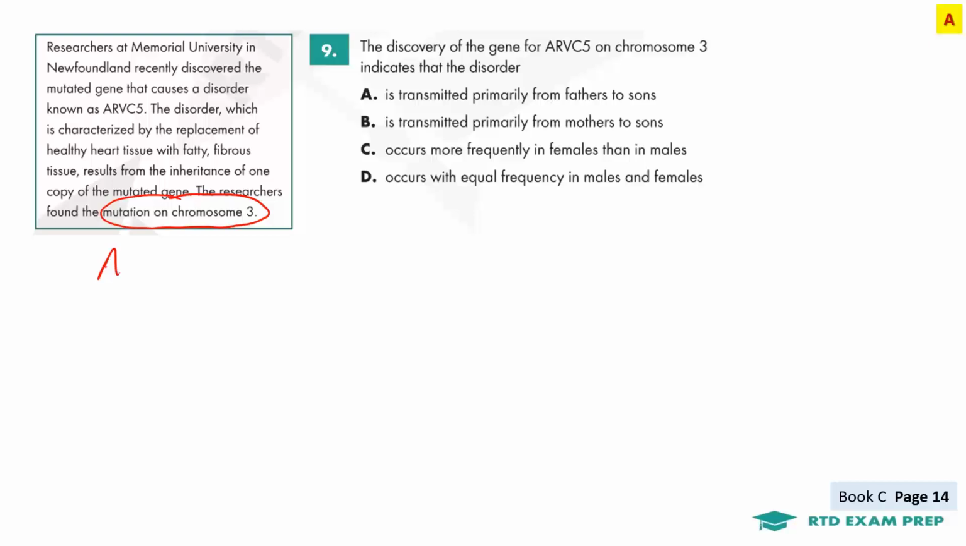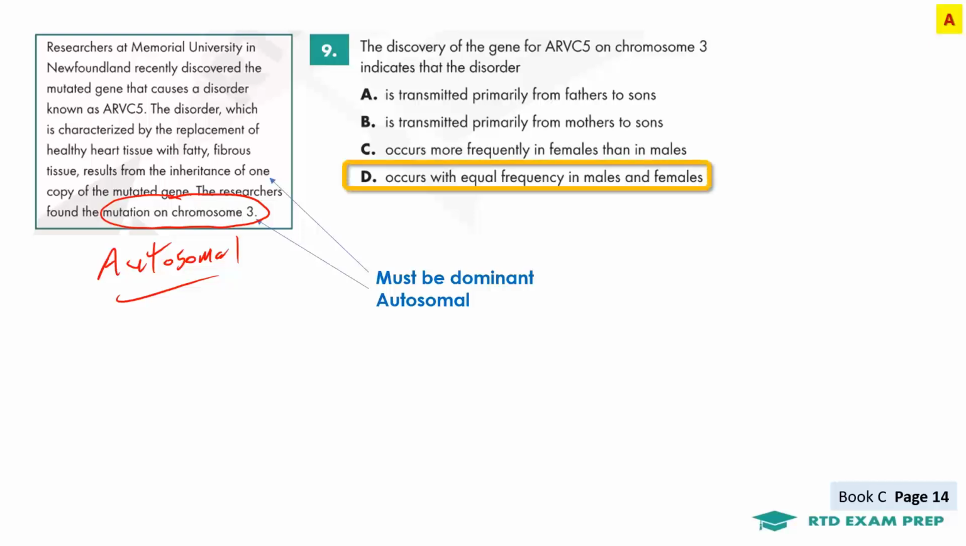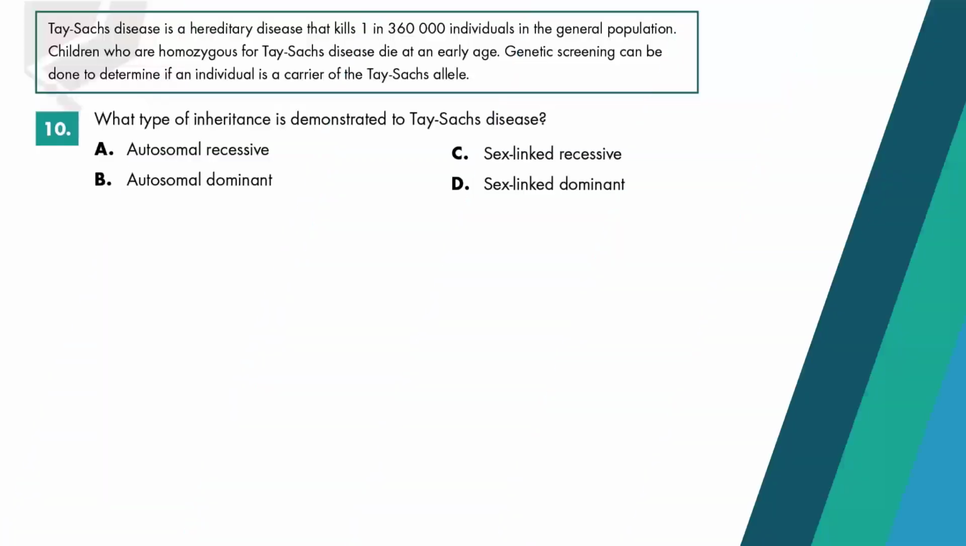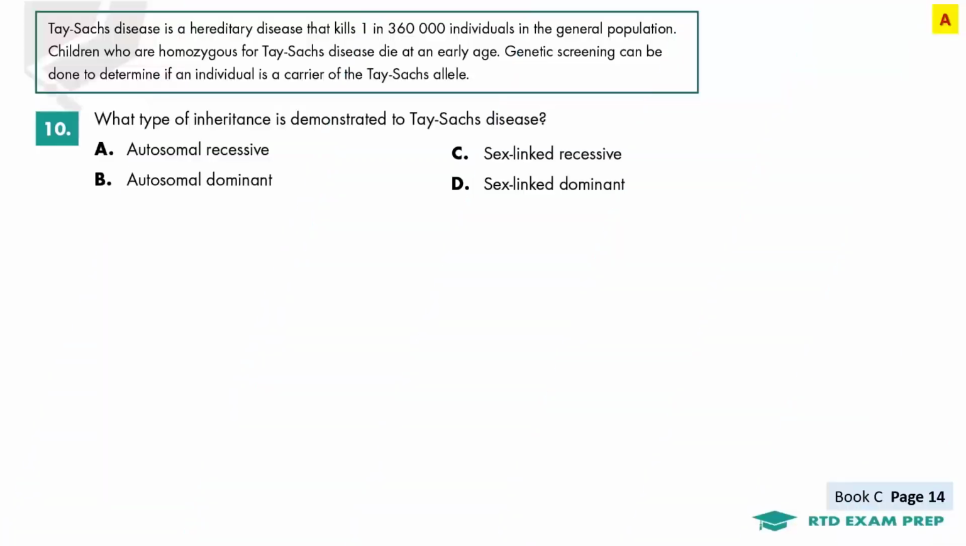I need it to jump out to you. You're going, wow, that is autosomal. The discovery of the gene on chromosome 3, if it's autosomal, and it says it must be dominant here, it must occur with equal frequency in males and females. That's what autosomal means. In question number 10, Tay-Sachs disease is a hereditary disease that kills 1 in 360,000.